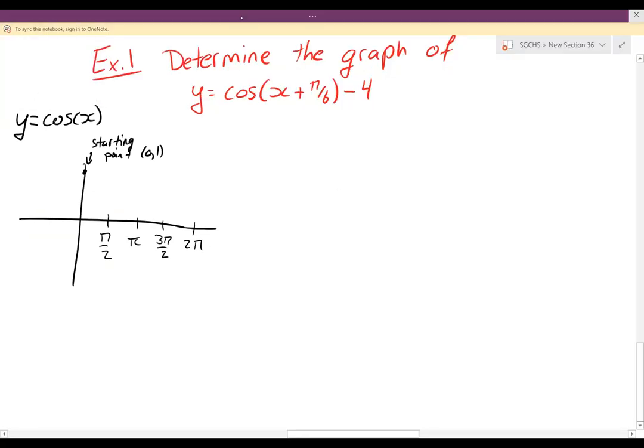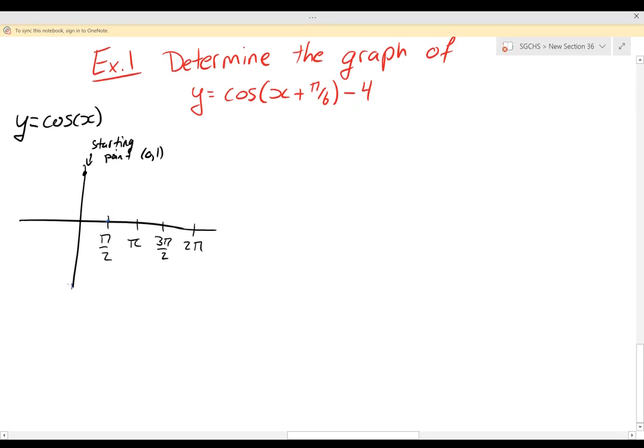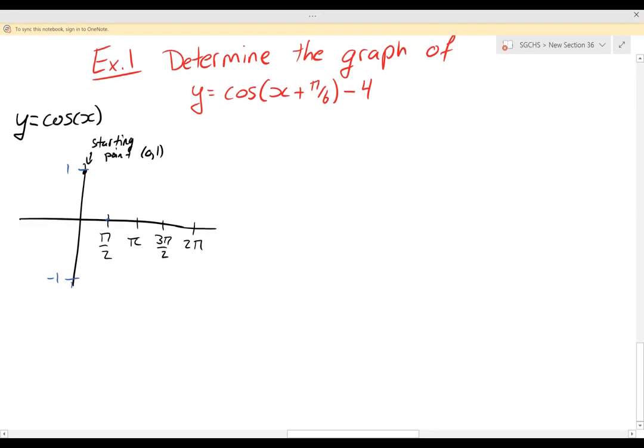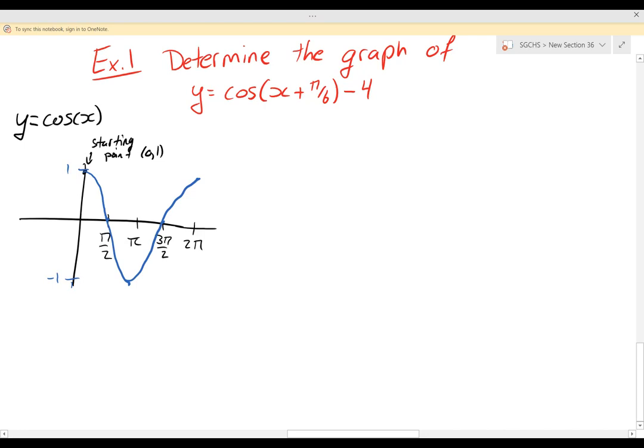So what is cos when the angle is pi over 2? Well, it's 0. What is cos when it's at pi? Well, it's -1. So I should put -1 here and 1. And then what is cos at 3 pi over 2? Well, it's 0 again. And then what is cos when the angle is 2 pi? Well, it's 1, right? So we get a function that looks like this, and it would just repeat itself. It would go on forever and ever.